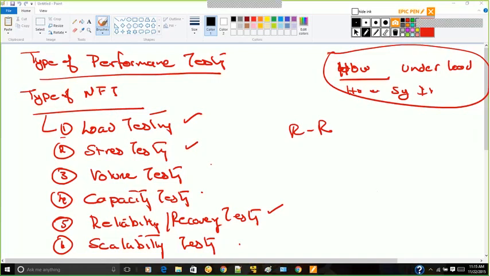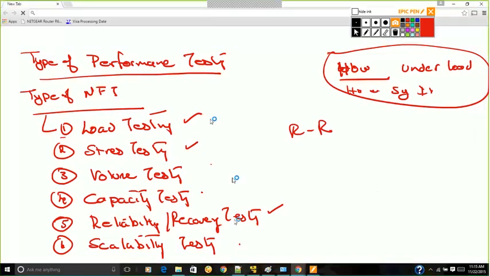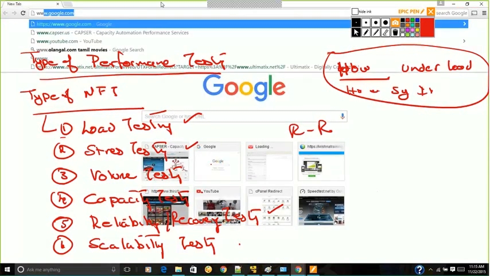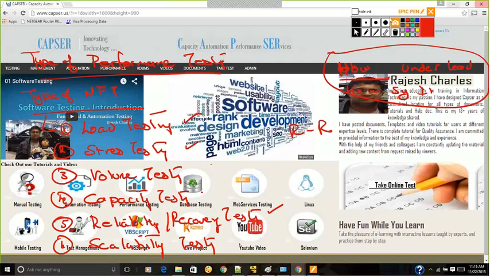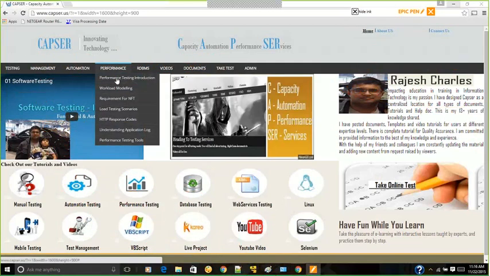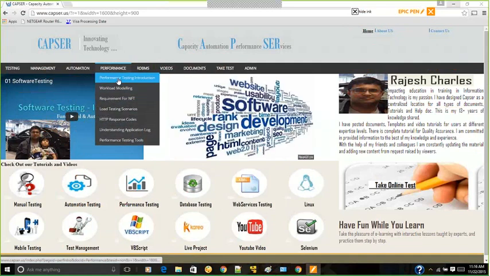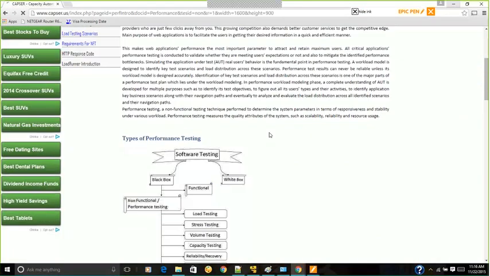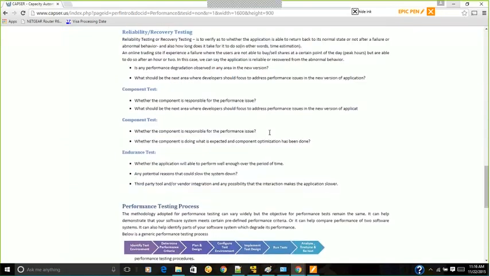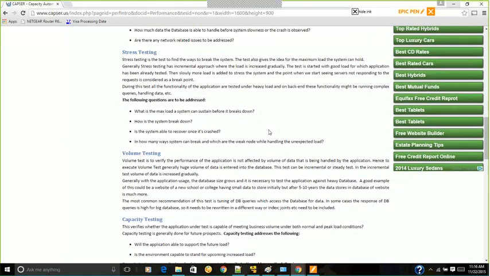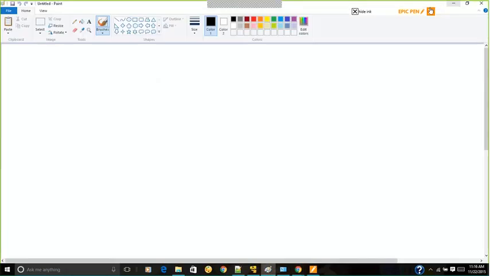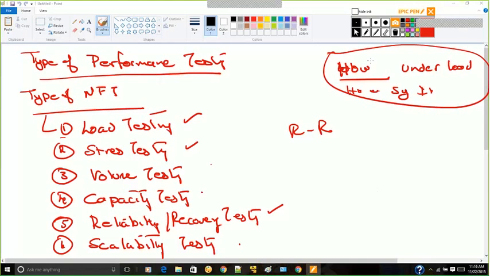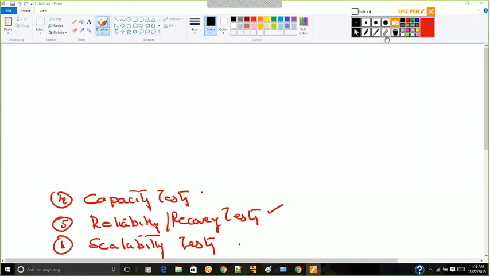You don't need to write anything down. Whatever I am teaching is here. Go to performance testing introduction, and whatever I'm teaching you is here. By tomorrow you'll have the video also here. So you don't need to write down anything. Don't worry. Fine. So now let's see what is load test.